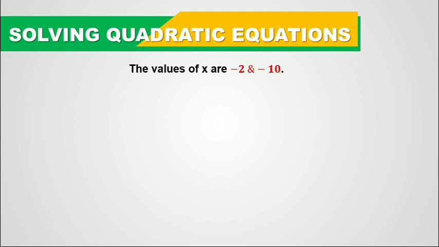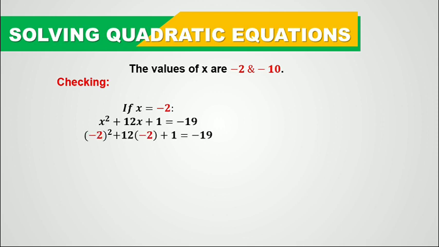And we still have to check them so that we are very sure that each of these roots will satisfy the given quadratic equation. So if x is equal to negative 2, will it satisfy the given equation x squared plus 12x plus 1 equals negative 19? So let's check it out. Let's substitute negative 2 to the variable x. So that becomes quantity negative 2 squared plus 12 times negative 2 plus 1 equals negative 19. So negative 2 squared, that's 4, plus 12 times negative 2, that's negative 24, plus 1. Simplifying this further, 4 plus negative 24, that's negative 20, plus 1, that's negative 19. So negative 19 equals negative 19.